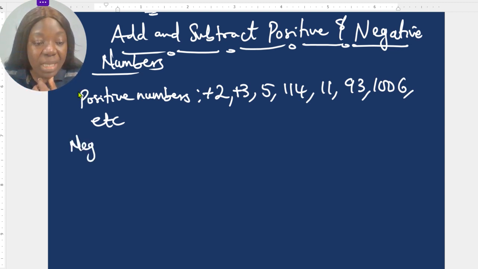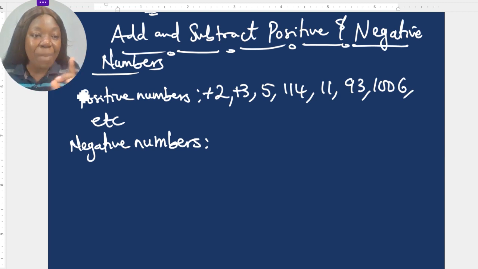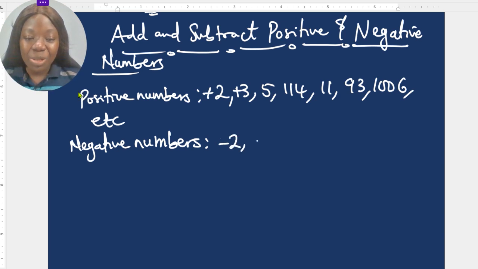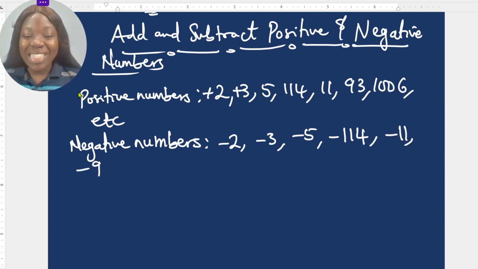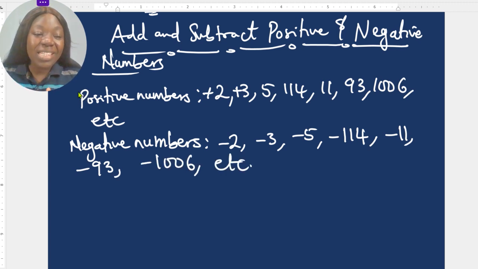Now, what are negative numbers? Look at my screen. Negative numbers are numbers that have the minus sign. They must have the minus sign. So when you see any number that carries the minus sign, it is a negative number. For example, -2, -3, -5, -114, -11, -93, -1006, etc. These are called negative numbers.